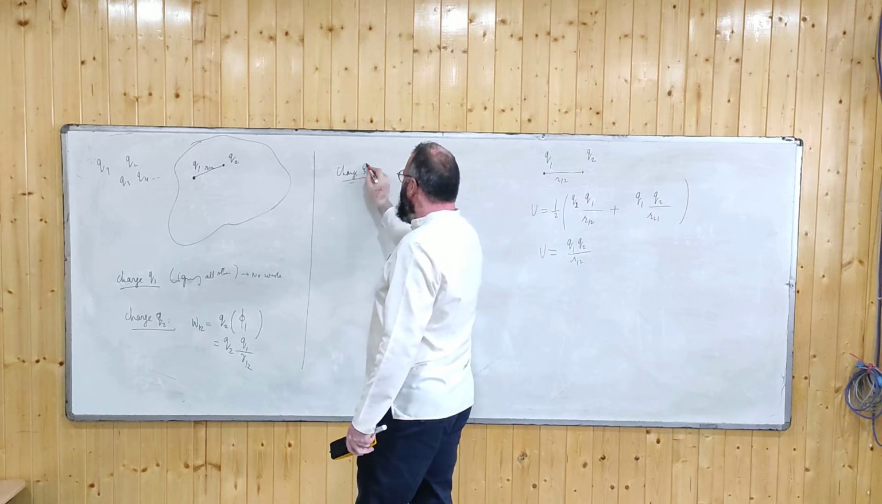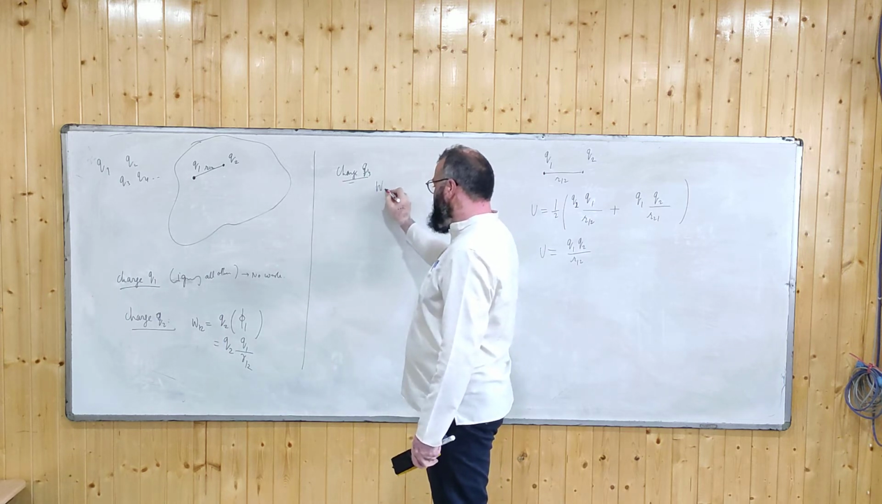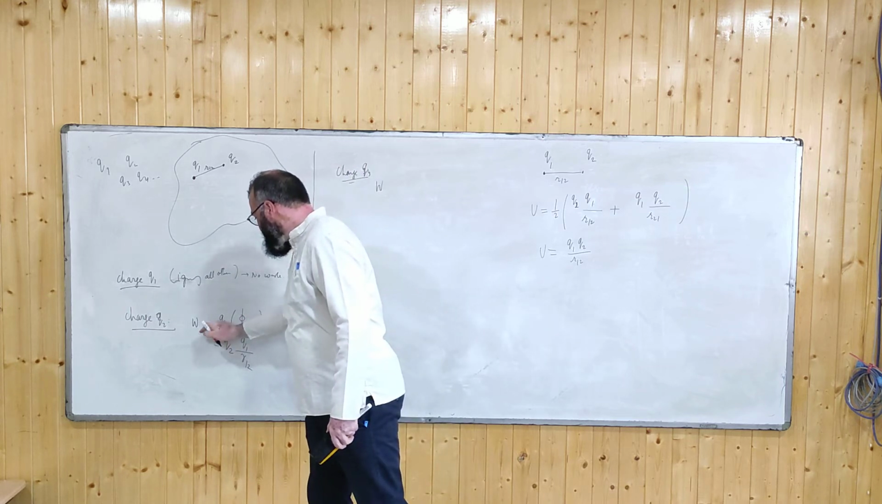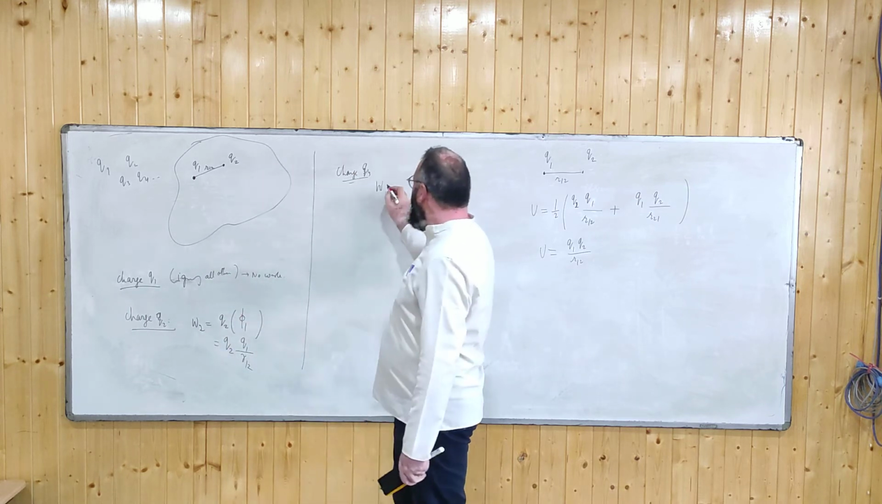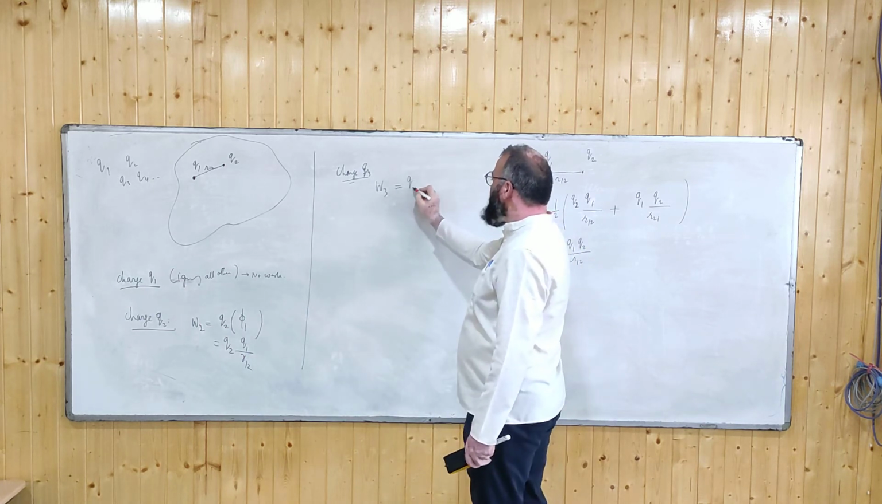Okay. Let's take charge Q3. What is the work done? Let's write this as W2. Let's call this as W3. What is the charge? What is the work done?